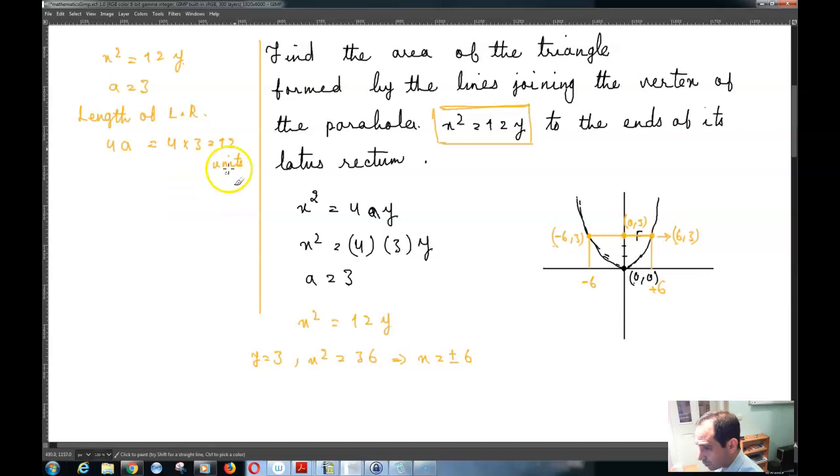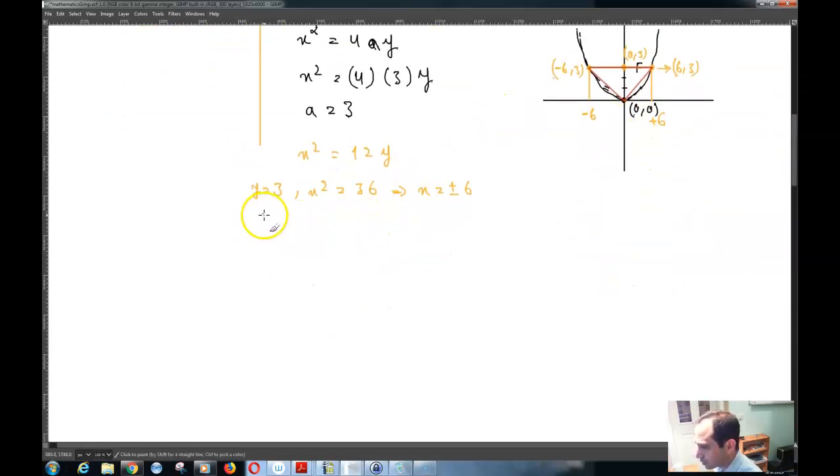Anyway, whether you find it this way or this way, you will have the coordinates of these 2 points and also this point, and then you can form a triangle using these 3 points. Now you have a triangle with coordinates negative 6, 3, 6, 3, and 0, 0.